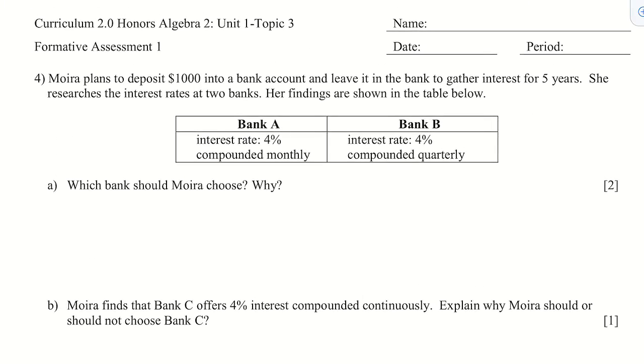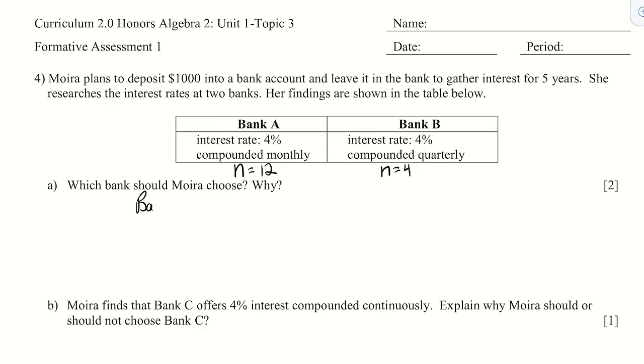Okay, it says Moria plans to deposit $1,000 into a bank account and leaves it in the bank to gather interest for 5 years. So she researches the interest rate at 2 banks. Her findings are shown below. Her interest rate is the same for both, but compounded monthly and compounded quarterly. Compounded monthly means n is going to be 12, and compounded quarterly means n is going to be 4. So which bank should she choose?